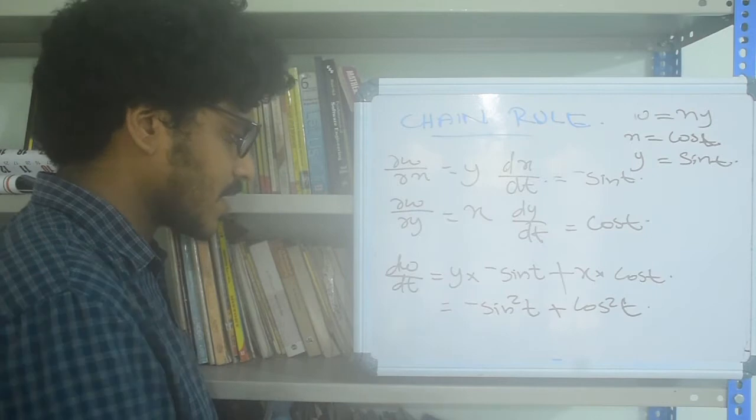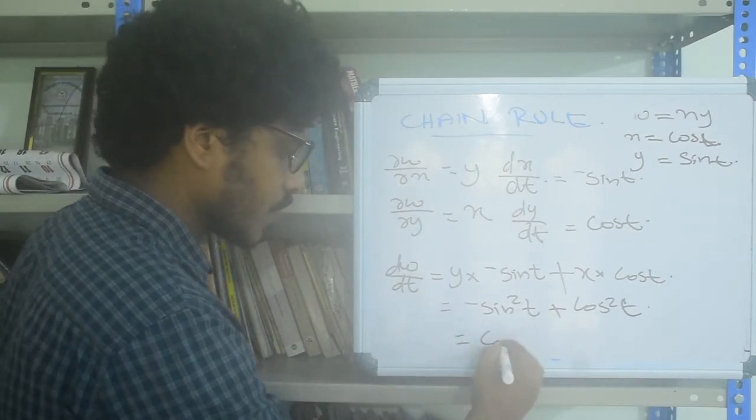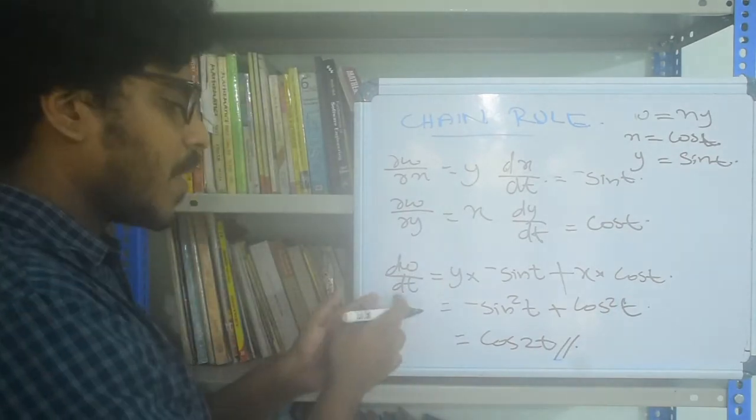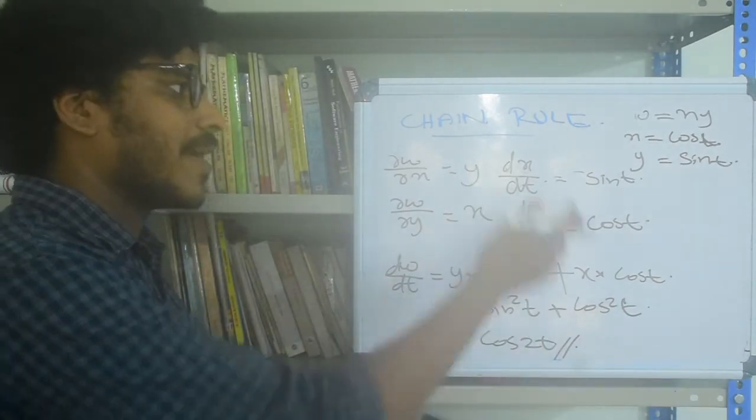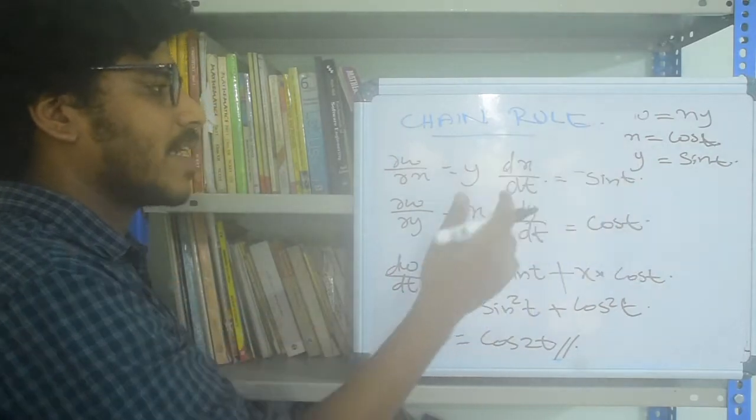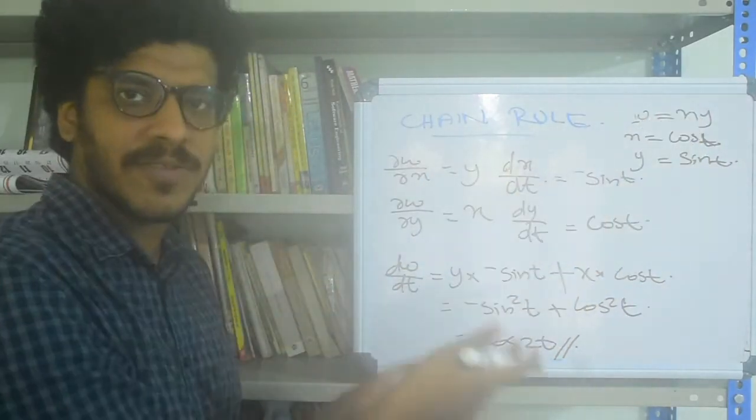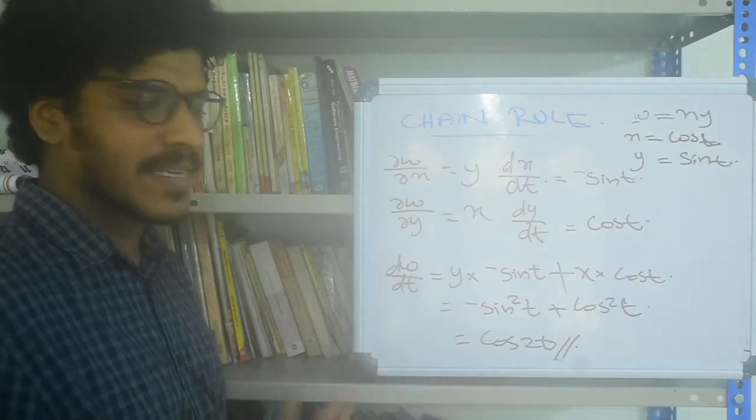So what is cos square t minus sin square t? Which is nothing but cos 2t. Right. So dw/dt is cos 2t. You can try it by substituting x equal to cos t and y equal to sin t in w equal to xy itself and try to evaluate using the product rule. You may end up with the same answer.